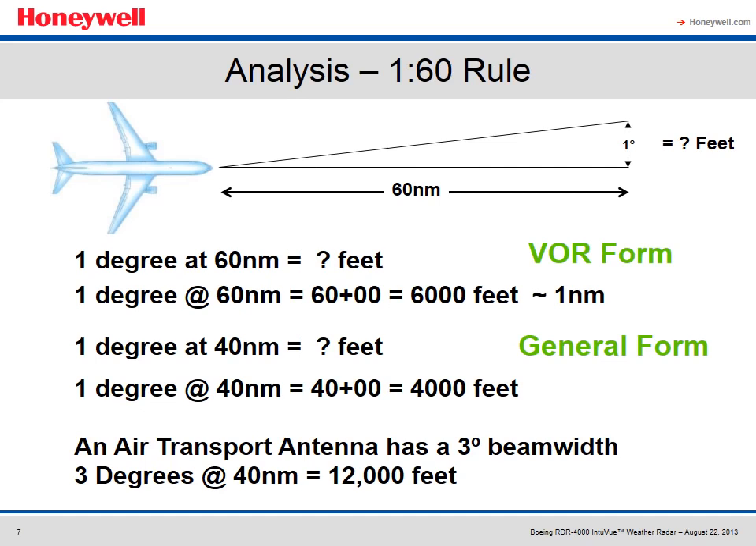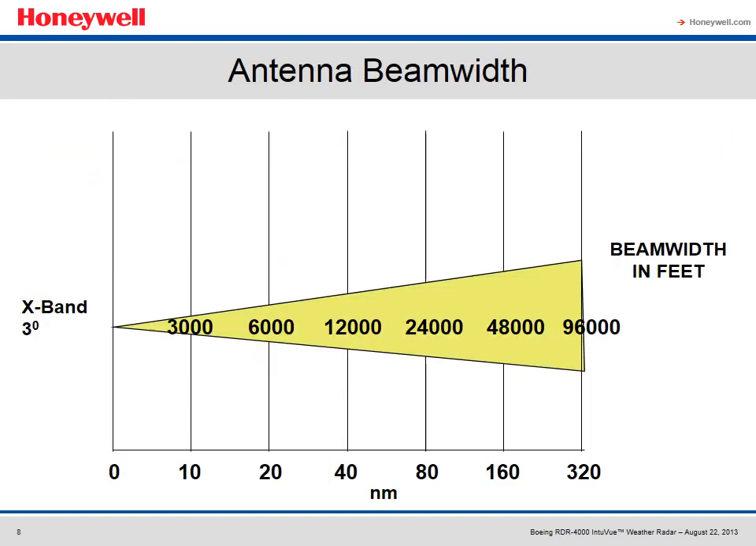At 40 nautical miles, 1 degree is 4,000 feet. An air transport antenna has a 3-degree beam width, so at 40 nautical miles, it is 3 times that, or 12,000 feet tall and wide. This simple rule can be used in several ways. First, the beam is extremely large at long ranges. At 320 nautical miles, it is over 96,000 feet tall and wide in this example.